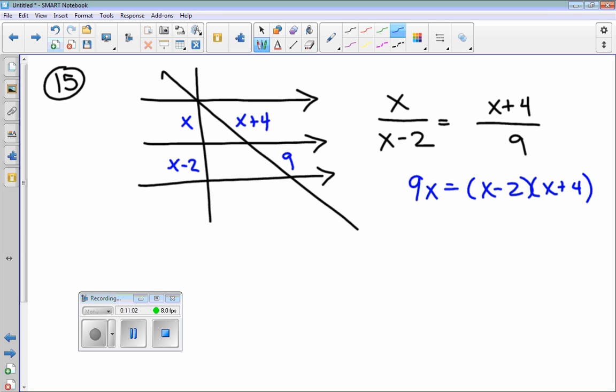So I have to multiply two binomials together, and Harriet's right, I'm going to go ahead and FOIL that. So x times x, x squared, x times 4, positive 4x, negative 2x, and negative 8 equals 9x. What now?